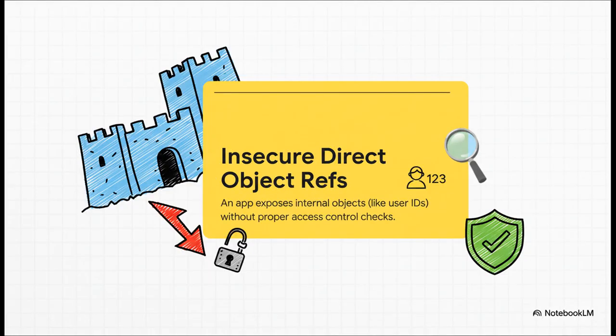Now, this next one is, wow, it's so simple, it's kind of scary. It's called an insecure direct object reference, or IDOR. Just imagine every room in the castle is numbered. With an IDOR flaw, the guards will take you to whatever room number you ask for without ever stopping to check if you're actually allowed to be there.